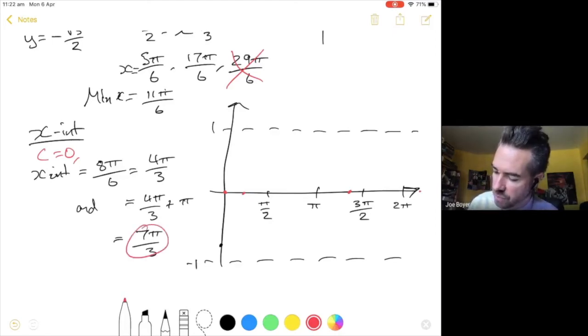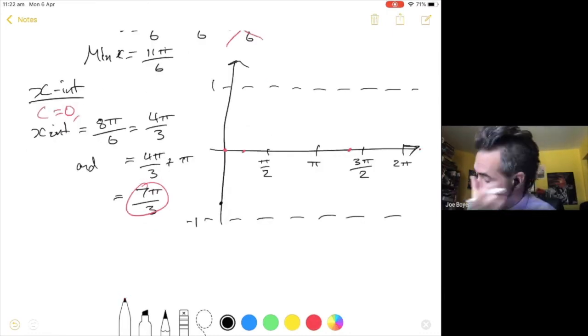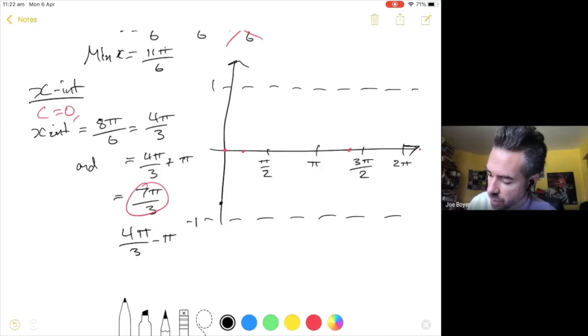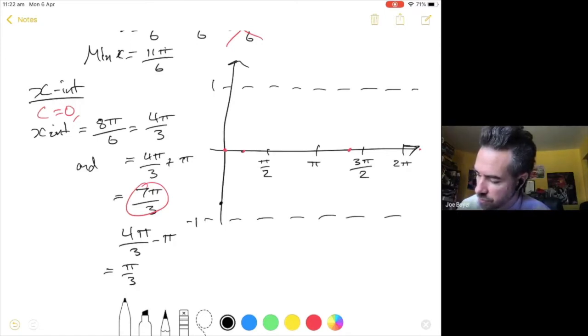What I should have identified is, since each of our x-intercepts is half a period away, we are also going to get one at 4 pi on 3 minus pi. We're going to get an x-intercept at pi on 3. So that should be enough information to now identify it. That's my x-intercept. Going a little bit further, a third of the way to the next one is going to be my maximum. Going a third of the way to the next one is going to be my next intercept. Oh yeah, it's not a third of the way. Oops, sorry.